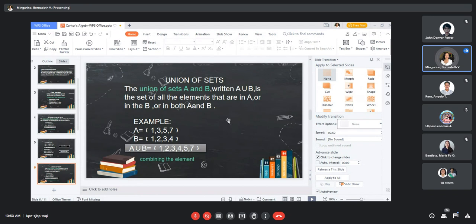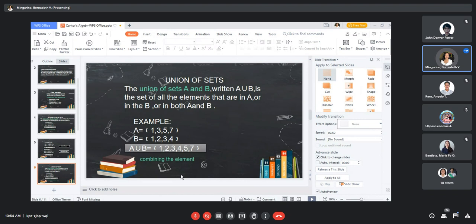In this example, A is equal to 1, 3, 5, 7. B is equal to 1, 2, 3, 4. Mapapansin nyo na A union B is equal to 1, 2, 3, 4, 5, 7. Mapapansin nyo bakit hindi dalawang 1 inilagay ko. When we are combining or getting the union, kinuha natin yung union without repetition, so kahit nakita ito kay A at kay B, since pagsasamahin natin siya, isang 1 lang ilalagay natin, same with 3. So, the union of A and B is 1, 2, 3, 4, 5, 7.